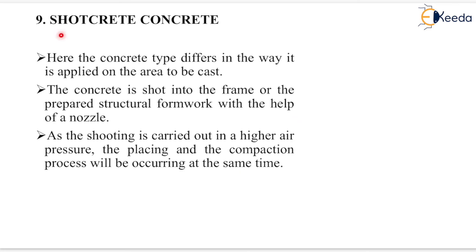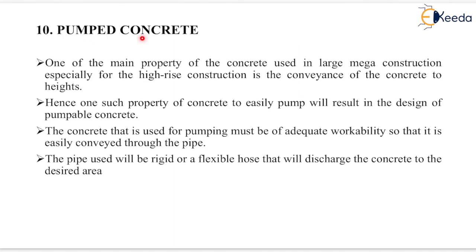Now next is the shotcrete concrete. Here the concrete type differs in the way it is applied on the area to be cast. The concrete is shot into the frame or the prepared structural formwork with the help of a nozzle. As the shooting is carried out at a higher air pressure, the placing and the compaction process will occur at the same time.